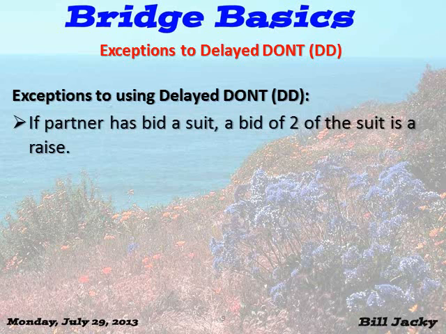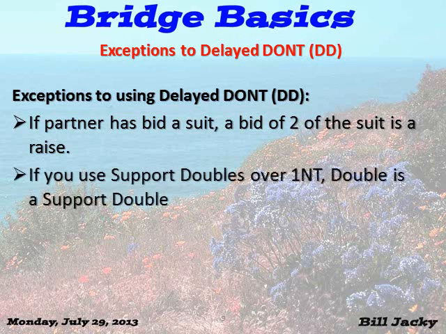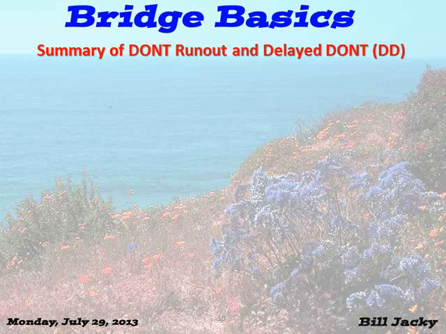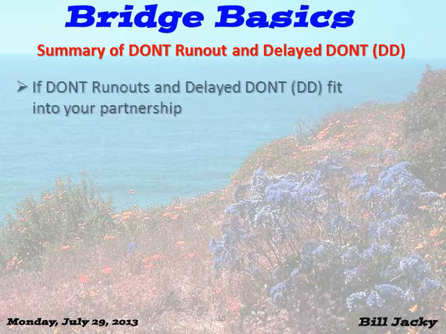Some exceptions. Number 1, if partner has bid a suit, the bid of 2 of your partner's suit is a raise. It's not a don't bid. Number 2, if you use support doubles over 1-no trump, a double is a support double. It's not a delayed don't. And 3, it is not logical that if an opponent shows a 5-card suit, a 2-suited don't bid shows that suit. Common sense. Let's summarize don't run out and delayed don't.